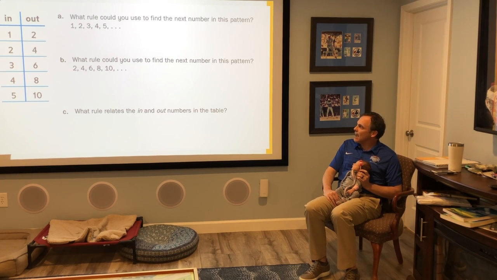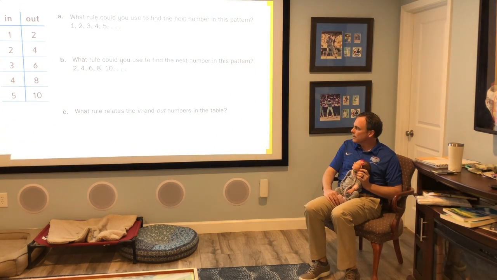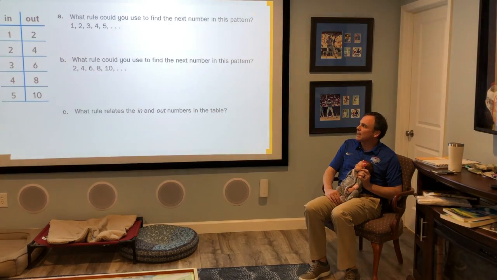In the out, what rule could you use to find the next number in this pattern? 2, 4, 6, 8, 10. Well, obviously this is increasing by 2. The next numbers would be 12, 14, and 16. So the rule that relates the in and the out numbers in the table is the in is plus 1 and the out is plus 2, or the in is multiplied by 2 to get the out.